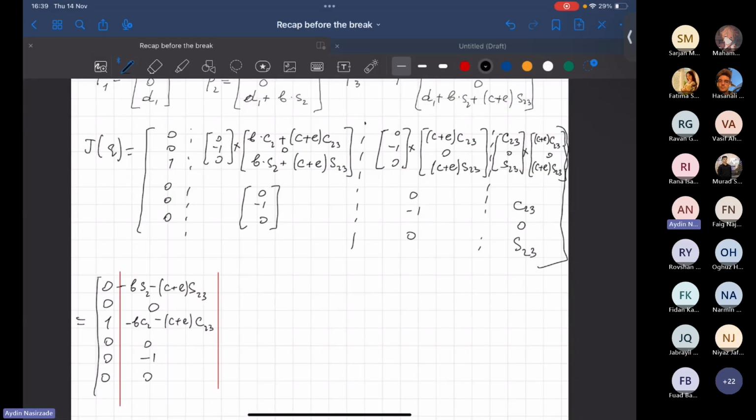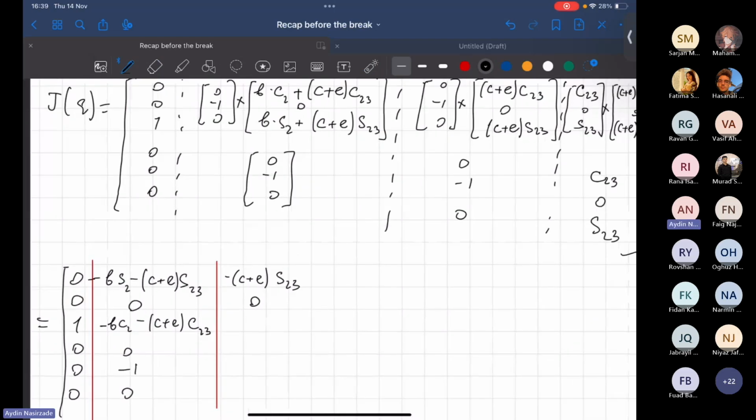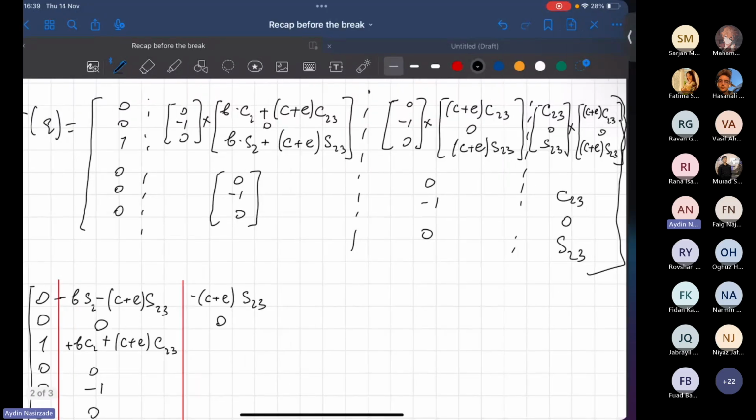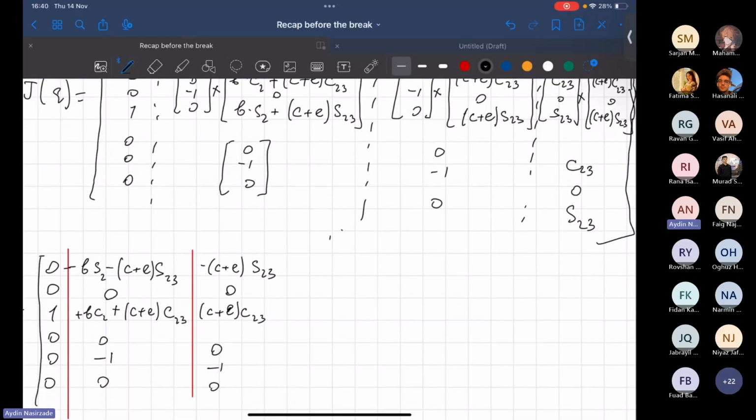Okay, let's move to the next one. Minus C plus E sine of 2 3. Then 0, 0. And multiply this and minus this one, and it makes it positive. It should have been positive as well. See the amount of mistakes. Oh man, you guys are terrible. 0 minus 1 and 0 here.